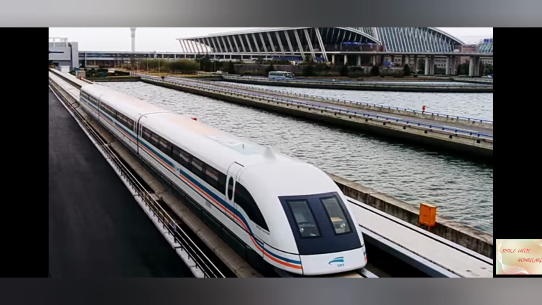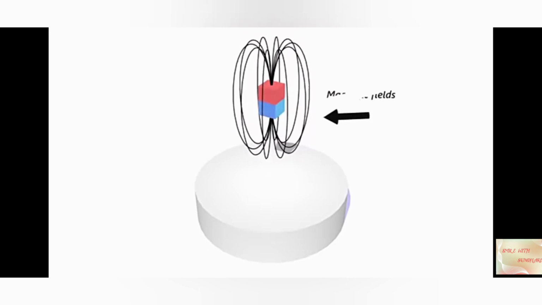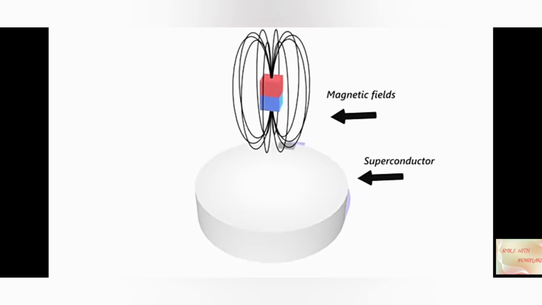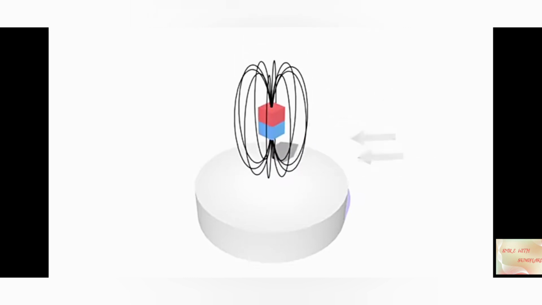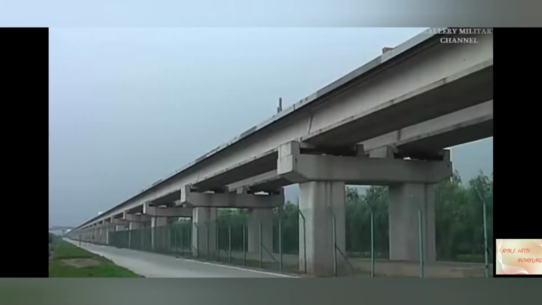Now we are actually ready to create really fast levitating magnetic superconductive trains. Because if we have a magnet up here, you can see the magnetic fields, and we have a superconductor down below, the superconductor will not have the magnetic fields inside of it. So this will not happen. The superconductor repels the magnetic fields, and therefore the magnet levitates.